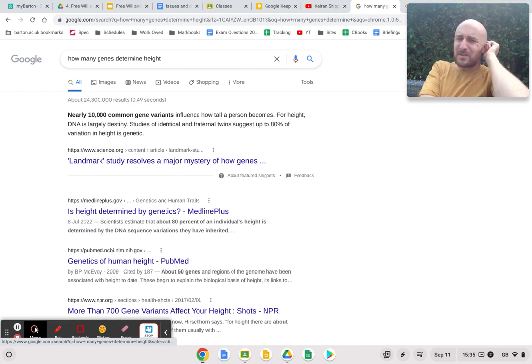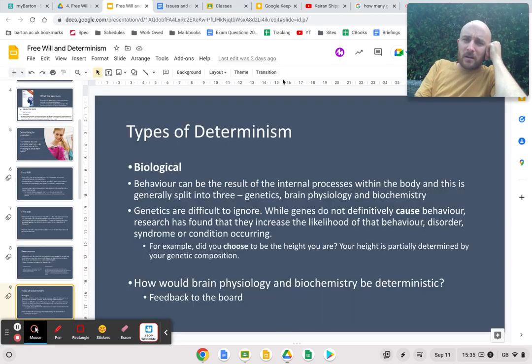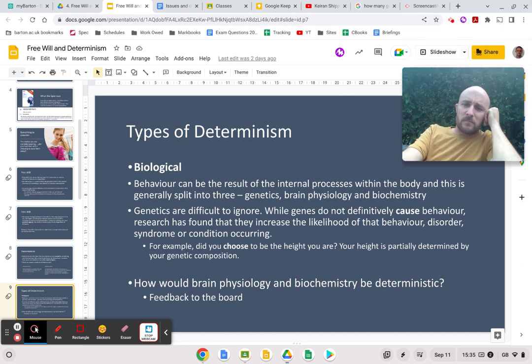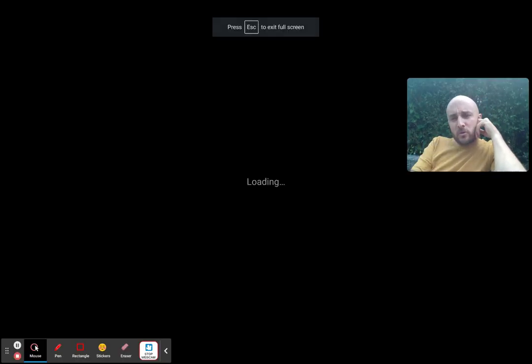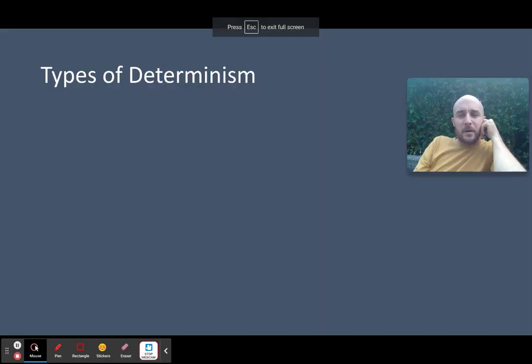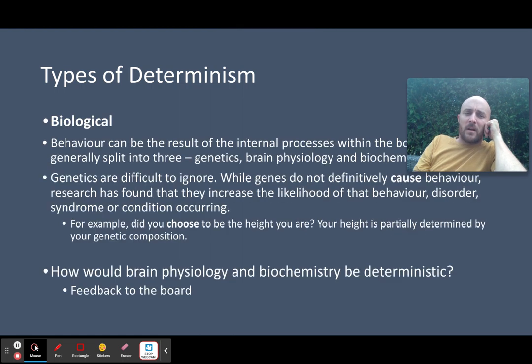Cool. 10,000 genes. Jesus. Nearly 10,000 common gene variants influence how tall a person is. That's not free will, then, is it? That's not free will. Let's face it. If you have free will over how tall you were, most of you would choose to be taller. Yet I don't see you growing. God, that was a bit aggressive, Kieran. Calm down, mate. So basically, biological determinism, offensive but easy to identify.